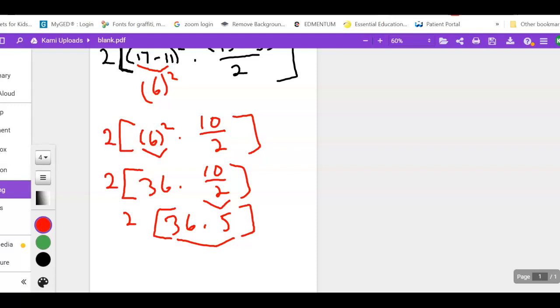Now I will do this. 36 times the 5. That gives me 180. Right? And then you have your 2. That means multiply 2 times the 180 that's inside the brackets. That's going to give me 360. That was fun, wasn't it?